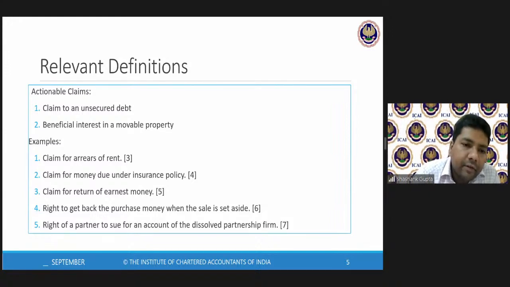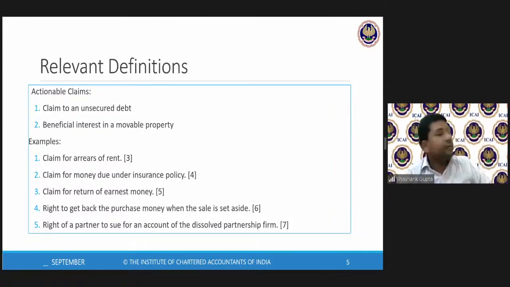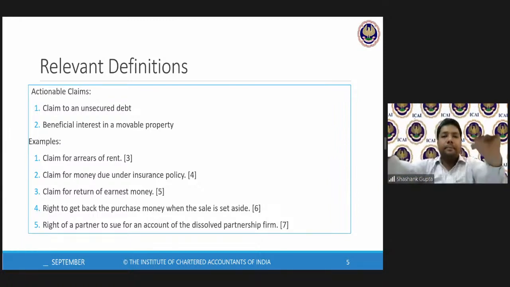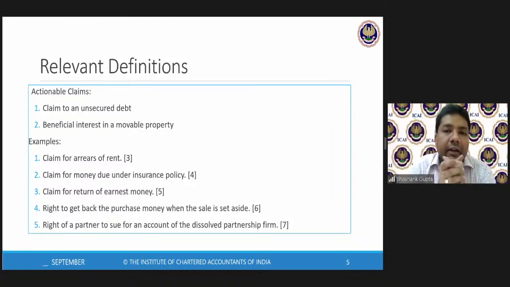Now, what are the examples of actionable claim? Claim for arrears of rent. So there is a tenant in your property. He is liable to pay you rent, but he has not paid rent for certain months. So a claim for arrears of rent is an actionable claim. Claim for money due under an insurance policy. Suppose someone had taken an insurance for a car, there is some nominal damage in the car, and he gets the repairs done. The bill is then raised to the insurance company. So that is also known as an actionable claim.